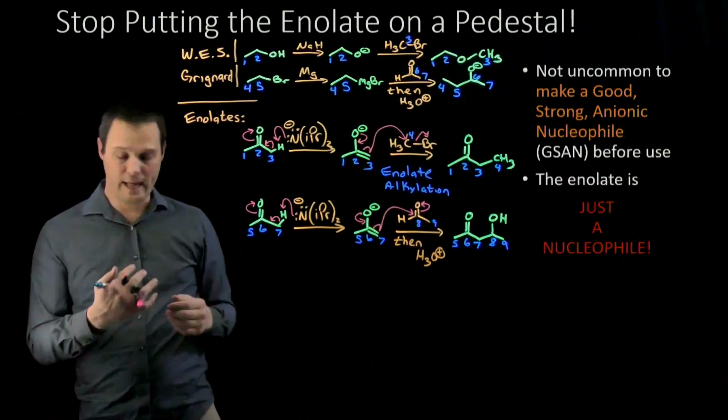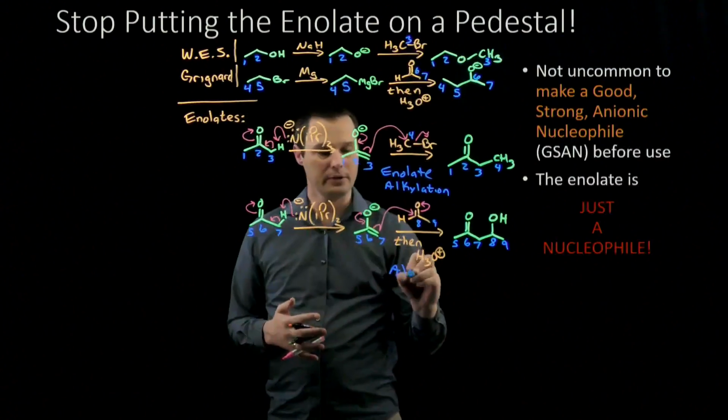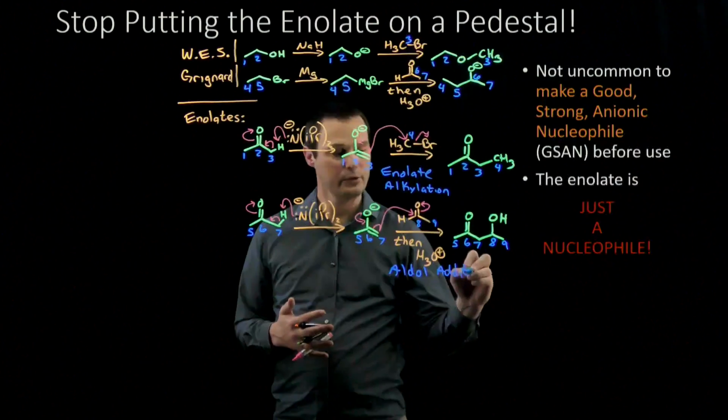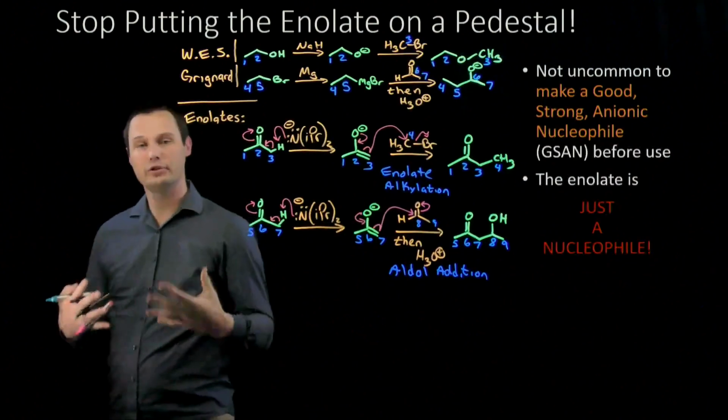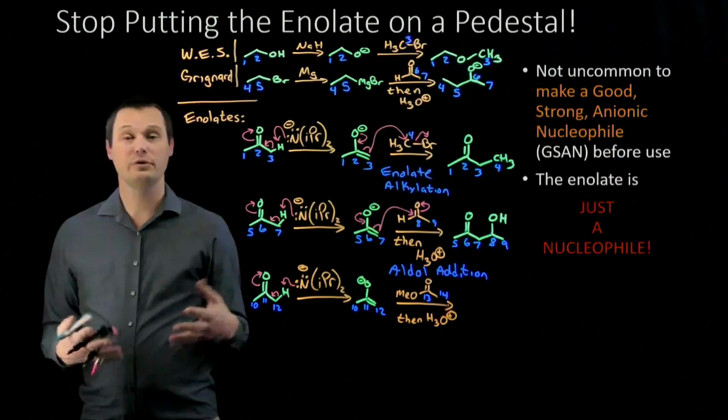When we have an enolate add to an aldehyde or a ketone to do this kind of addition reaction, we call this the aldol addition. Don't get confused by the weird name. It's just a nucleophile adding to a carbonyl, just like the Grignard did. It's just a nucleophile. We can even extrapolate this one step further to things you've also already seen.